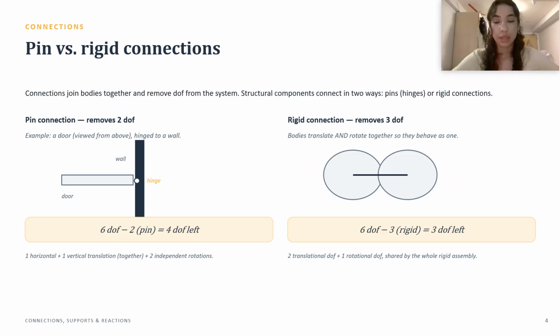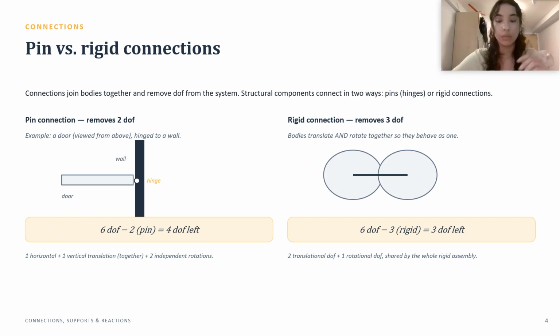So this 3D body goes from 6 degrees of freedom to 4 degrees of freedom. The reason for that is that now you can only rotate it in 2 directions, not 3. And you could only take it horizontal or vertical.